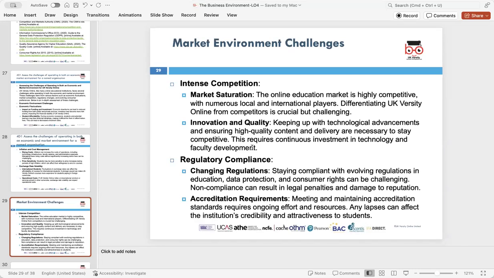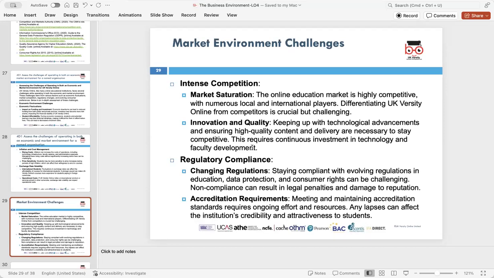Innovation and quality. To remain competitive, UK Varsity Online must continually keep up with technological advancement and ensure the delivery of high quality content. So this requires substantial and continuous investment in both technology and faculty development.